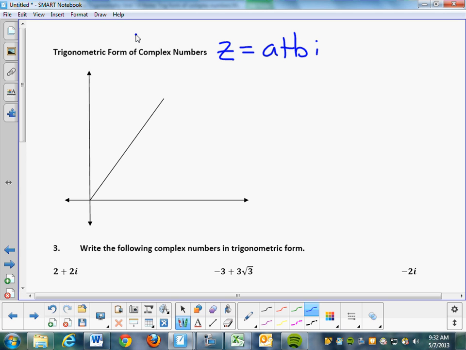So here's the magic. So you have to have 3 skills. A, can you graph complex numbers? Okay, great. B, can you find the modulus of a complex number? Okay, C, can you express a complex number in trigonometric form?